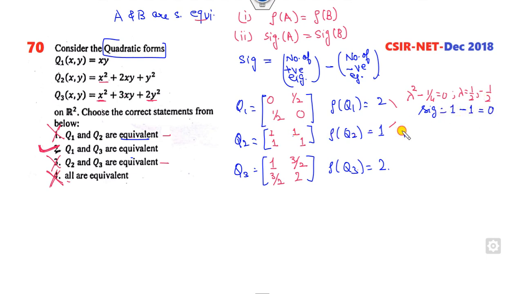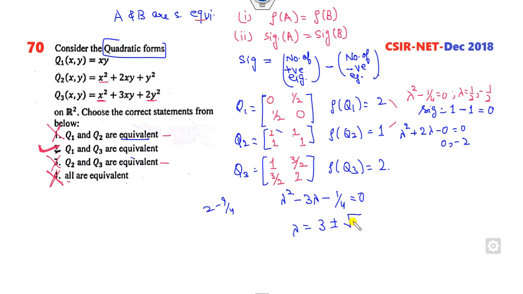We can find the eigenvalues of this, lambda square. This is 0. Lambda square plus 2 and 0. So eigenvalues are 0 and minus 2. It's again 1, 1. So it's a 0. What is the eigenvalue of this? Minus 3. So 2 minus 9 by 4 is my here. So the eigenvalues are 3 plus minus the root of 9 plus 1 over 2. So the eigenvalues are plus and this is minus.